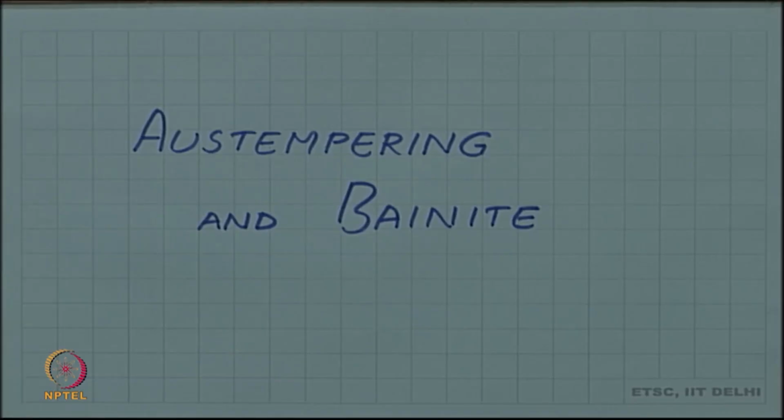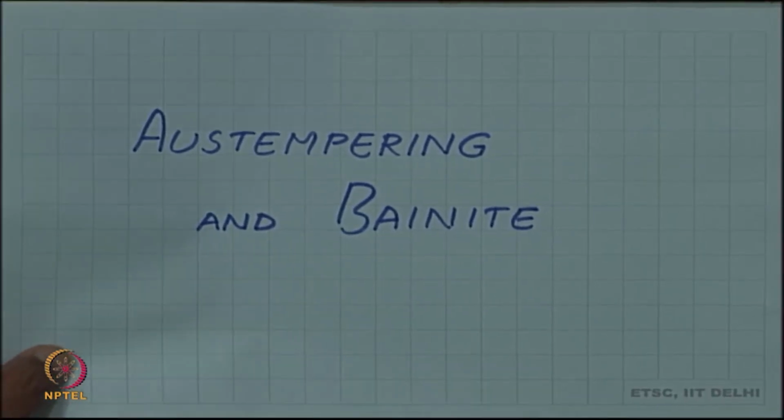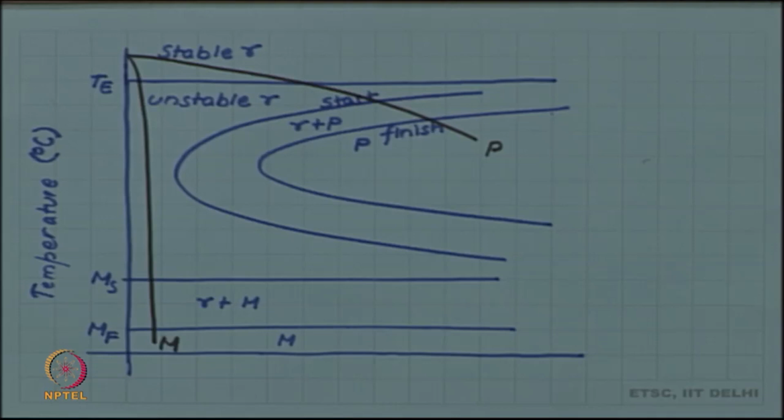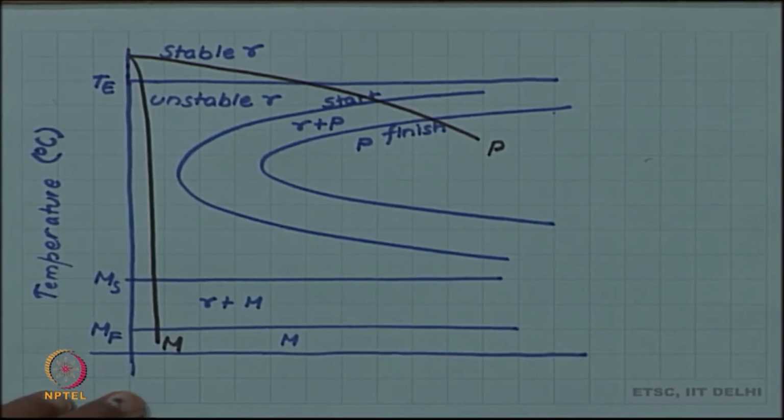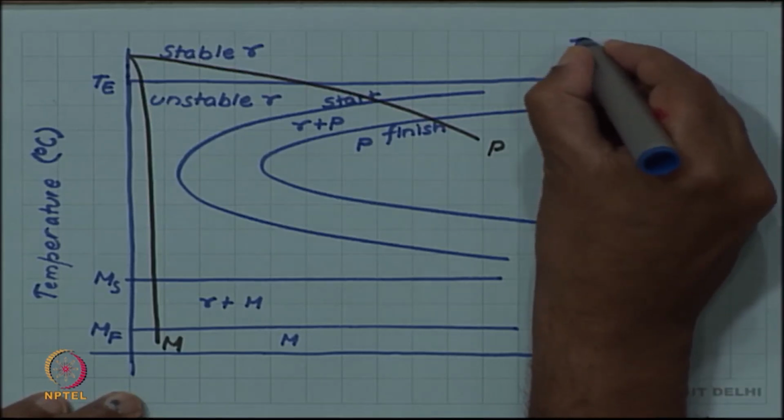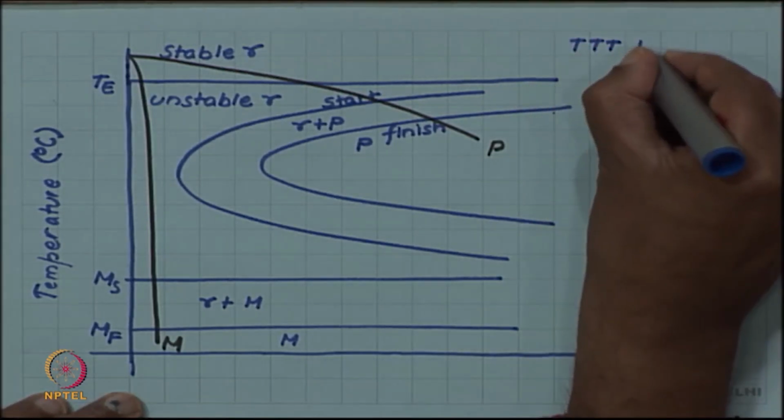Let us discuss Austempering, which is one of the heat treatments which we listed in our original list of heat treatments. Austempering produces bainite, and this is what we will discuss now. So, we are familiar with the TTT diagram now. This is the TTT diagram of eutectoid steel.